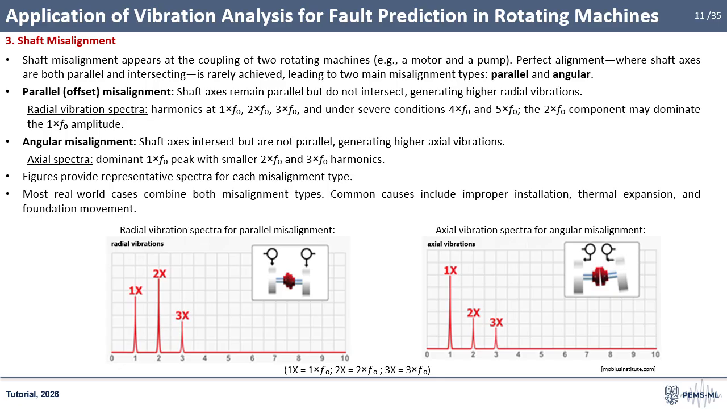In angular misalignment, the shaft axes intersect but are not parallel. This results in increased axial vibrations, with the dominant component at the rotational frequency and smaller second and third harmonics. In practice, most machines exhibit a combination of both misalignment types. Common causes include improper installation, thermal expansion, and foundation movement.